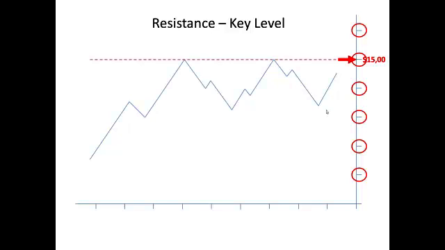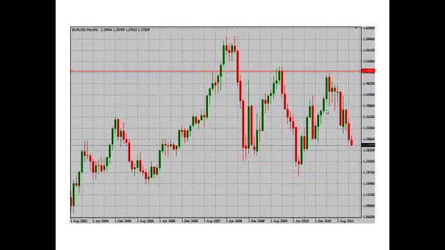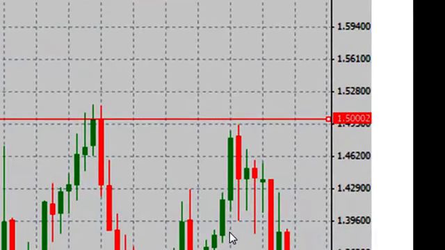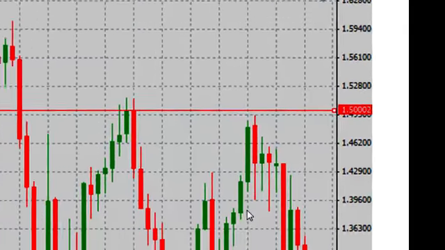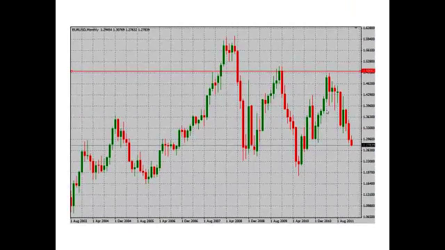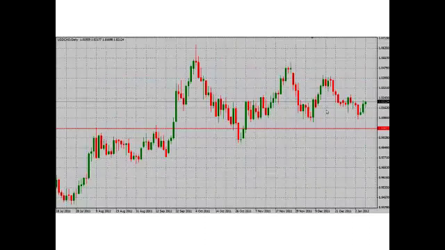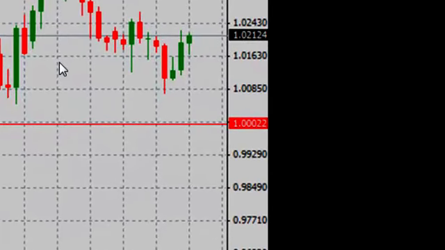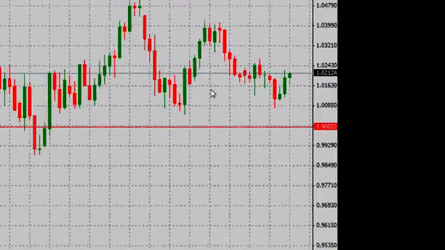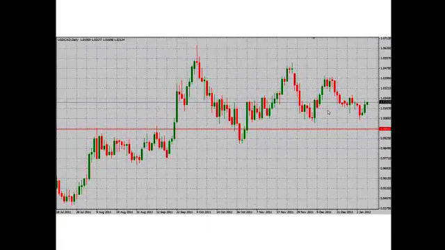For example, 1.5 is halfway between 1 and 2. This has been a significant resistance level for the Euro-USD for many months in 2009 and 2010. When the US dollar and the Canadian dollar reach parity, in other words, when the exchange rate equals 1, it's also an important level of both support and resistance.